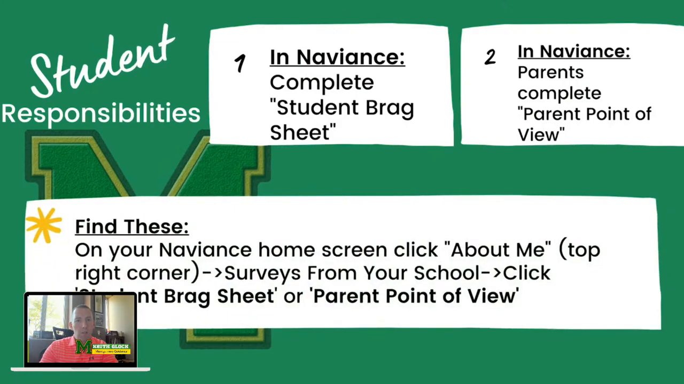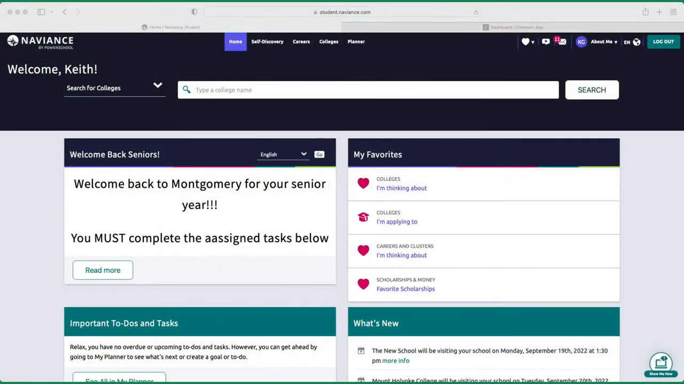Overall process, I want to give you the big picture. First thing we're going to do is students and parents are going to provide some last minute information to counselors. We feel like we know the students pretty well by the time that they are seniors, but the student brag sheet and the parent point of view provide a final opportunity for our students and parents to just highlight anything that they really have gotten into that maybe they didn't go in as in depth with us about previous to this. So let's show you how to do that.